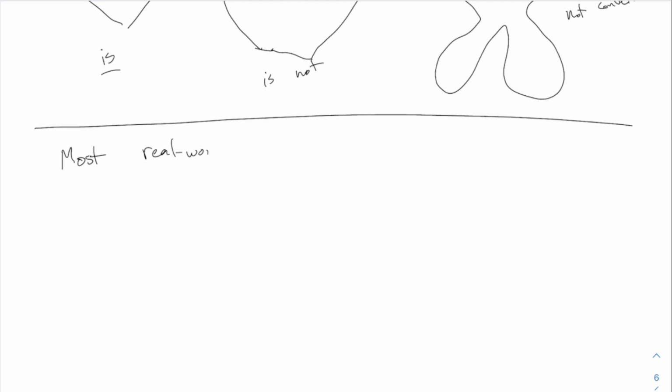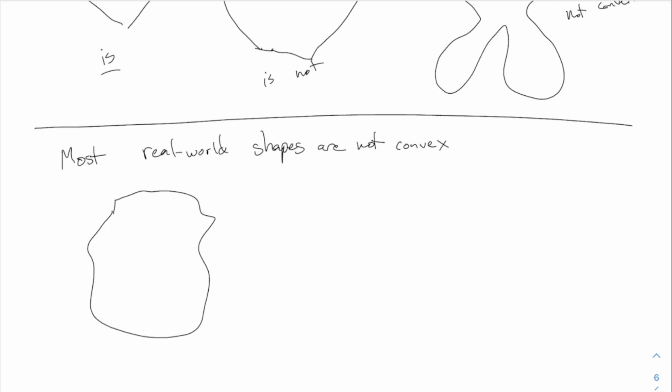I will just say most real world shapes are not convex. What I mean by real world is, if you're walking along and you find a rock on the ground, that is probably not convex. Even if it might be mostly convex, like a lump of dirt or something might look like that, it does have little innie bits around the edges, right?